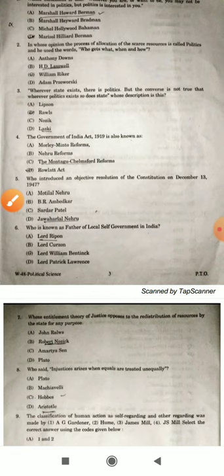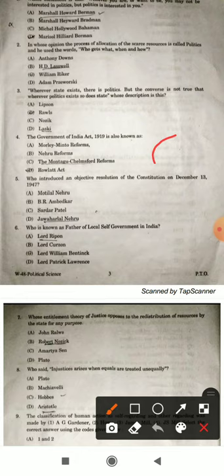Question number 4. The Government of India Act 1919 is also known as the Montagu-Chelmsford reforms. Answer is C.